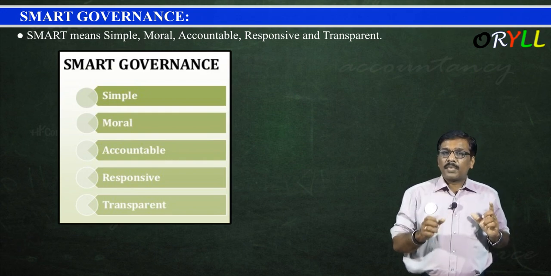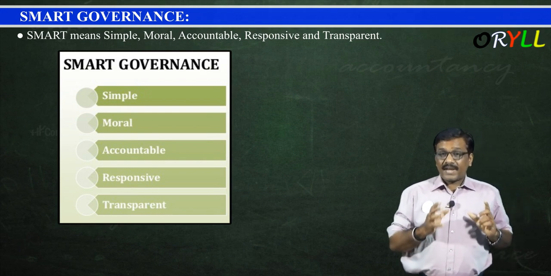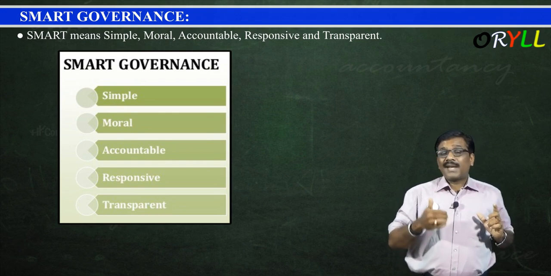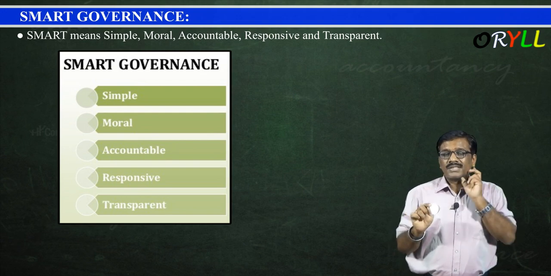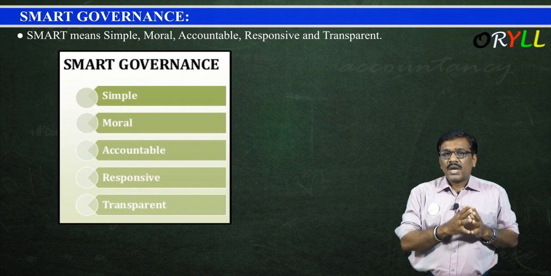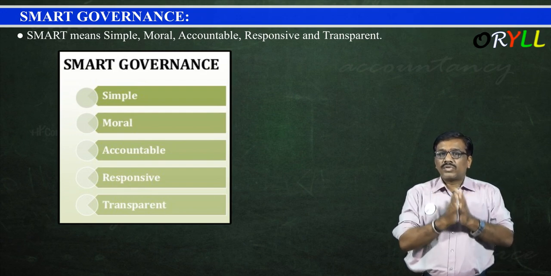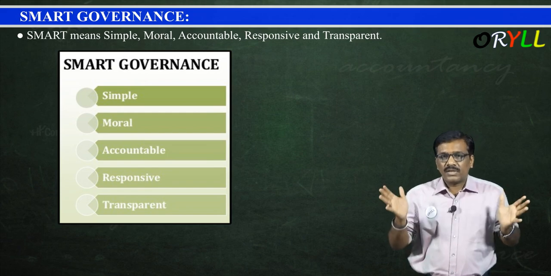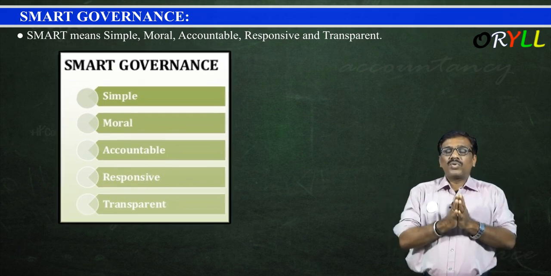And accountable: you should be accountable for every act of yours. And responsive: you should respond within proper time. And transparent: there is no opaqueness, you cannot hide anything except for certain issues like defense and matters related to national security. Only in that case can there be opaqueness. They cannot reveal everything, but otherwise they have to reveal everything.